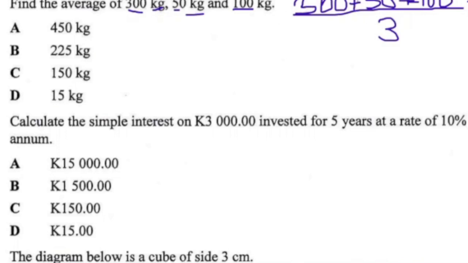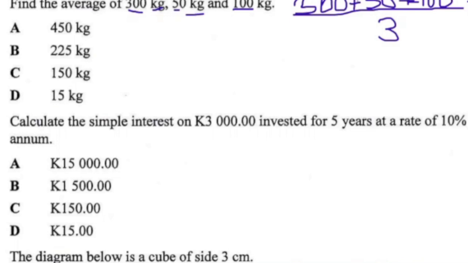So we say 350 and 100 together give us 450. 300 plus 50 to be 350. 350 plus 100 to give us 450.